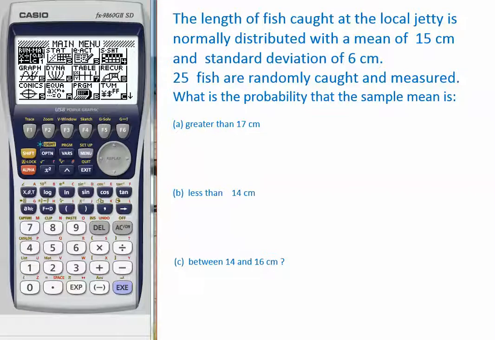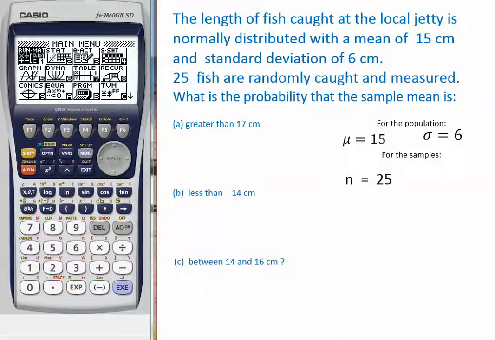Let's look at each bit in turn. But first of all, we'll think about the situation. For the population of fish, the mean mu is 15, and the standard deviation sigma is 6. Now thinking about the sample, or any sample of 25, the number in the sample is 25, so n equals 25.